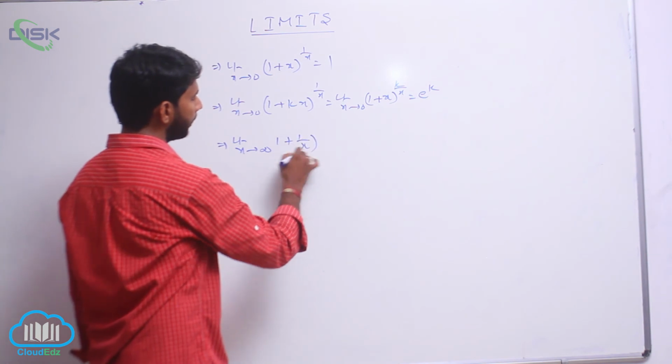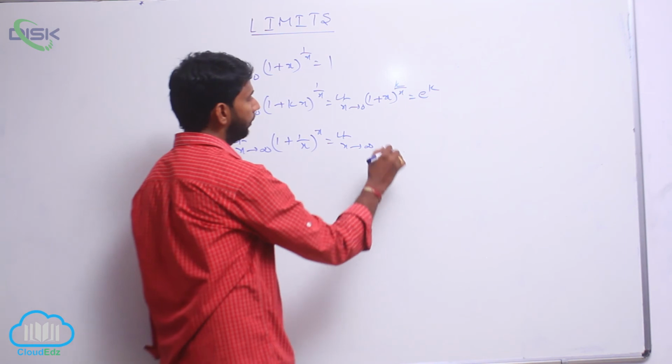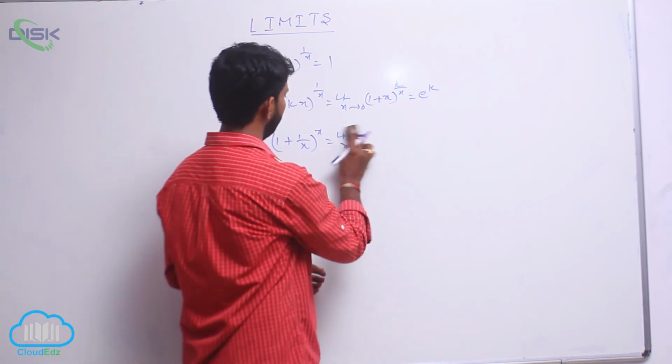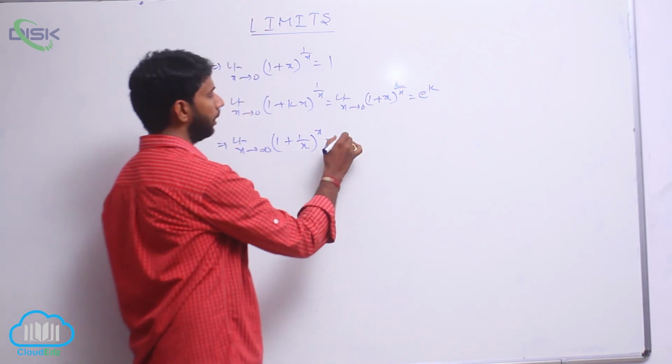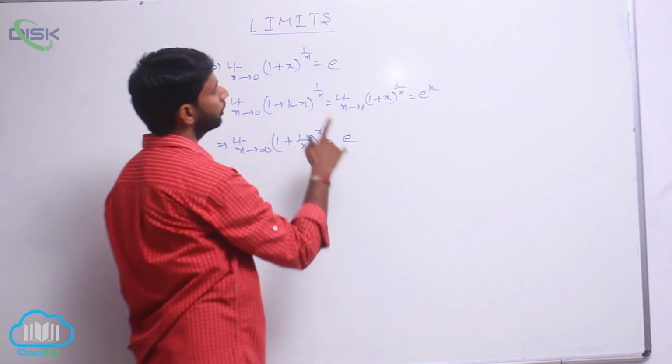And limit as x tends to infinity of 1 plus 1 by x whole power x is equal to e.